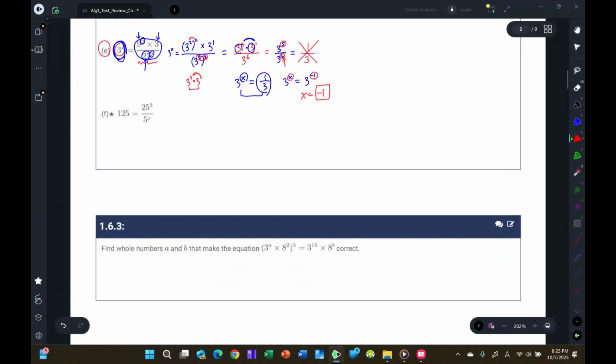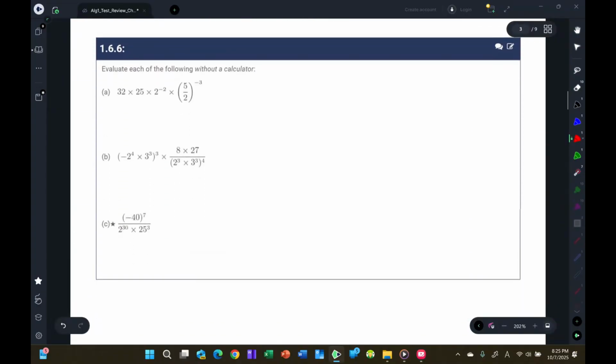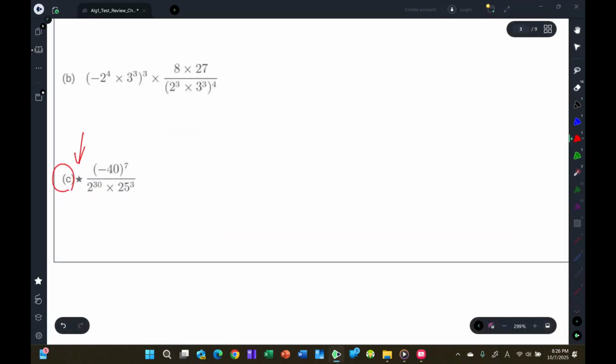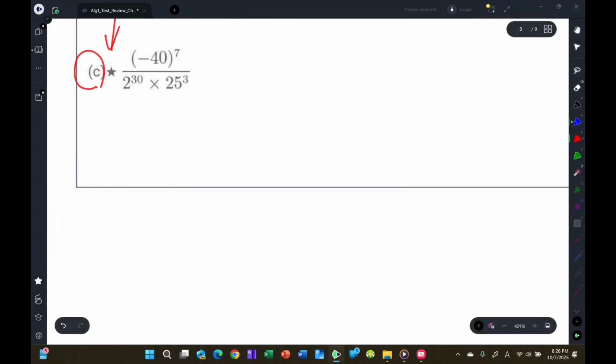And I'm going to move on to 1.6.6, and I'm going to go over C. So let me enlarge this. All right. Well, 2 is simple enough, but I think I can break down 40, right? How does that break down?